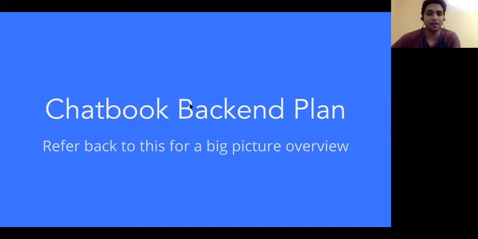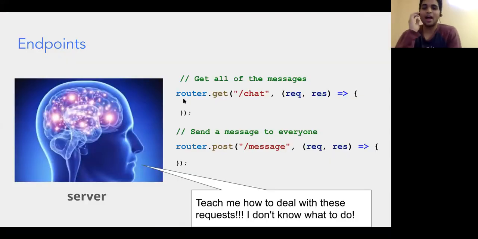And let's talk about our backend plan. For the backend, we only really need 2 endpoints because we're only doing 2 things if you really think about it. When they come onto the web page, they need to get all of the messages to show, right? And then when they click submit, they need to post one message to everyone. Those are really the 2 only things the server needs to know how to do, because those are the only 2 things the client will ask the server to do.